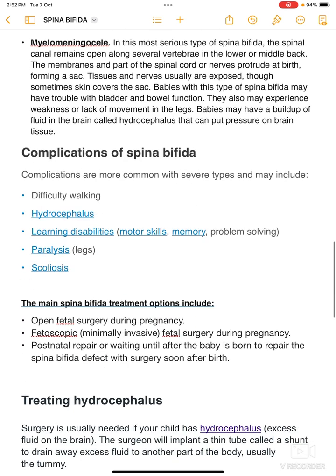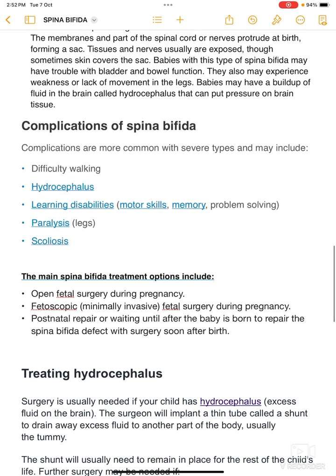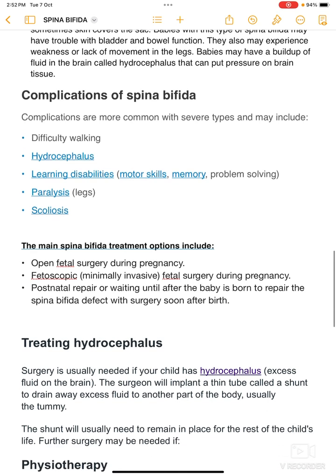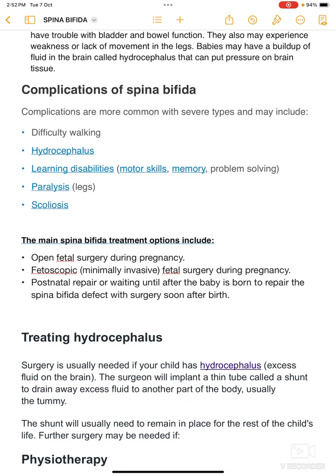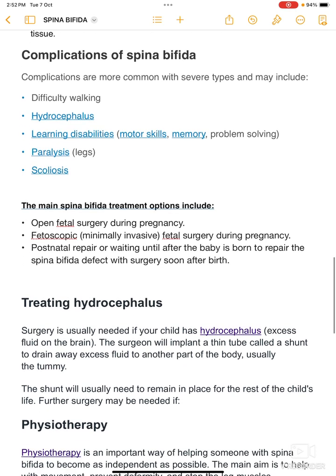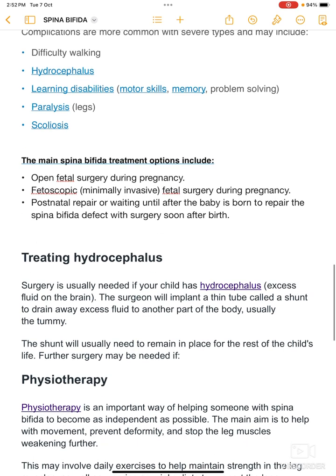Now, moving further with the complications. Complications mainly are difficulty walking, hydrocephalus, learning disability affecting motor skills, memory, or problem solving, paralysis in the legs, and scoliosis in later stages. Okay, talking about the treatment options, mainly surgical options.